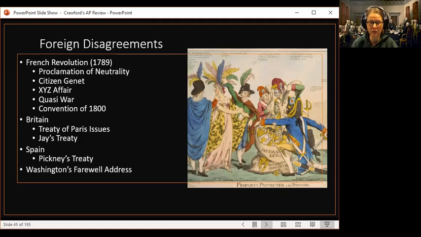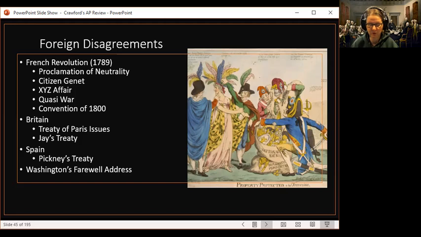He is booted out. We do see the XYZ Affair, as I've discussed already, where the French government demands a bribe before they'll even talk to us. And this puts us in what we call a quasi-war, which is where the United States and France are technically at war. As far as on the seas, we'll see them fire on each other, but no one declares war. In the end, we have a convention. It's the Convention of 1800, and this ends the French-American alliance that we have had since 1778.